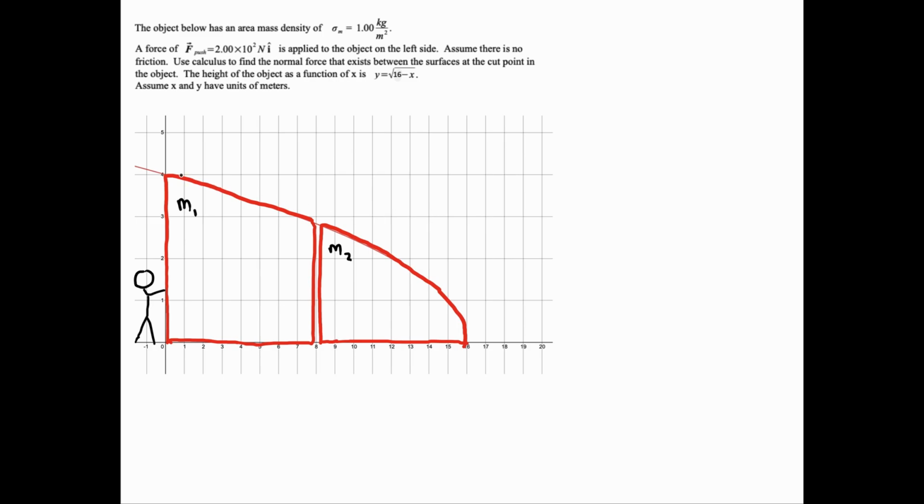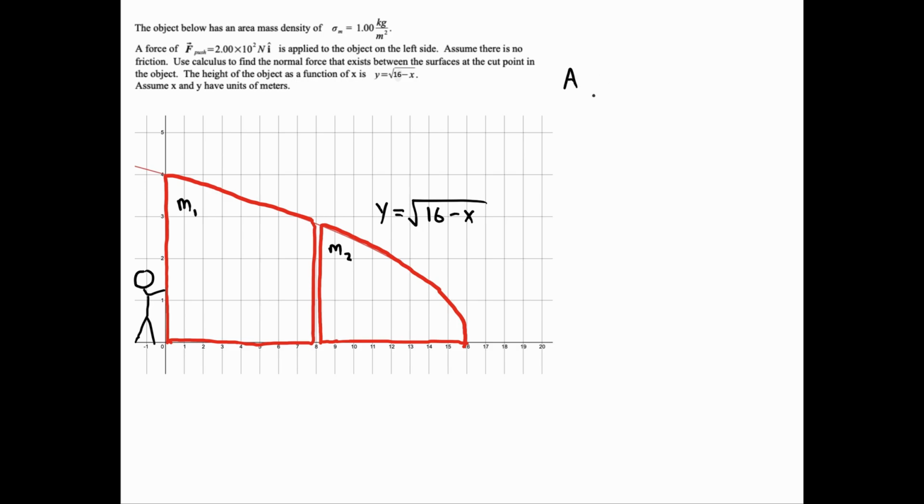Now, the formula that the shape follows is y equals the square root of 16 minus x. So we can use that to do our integration to find the area. And then we can use the area mass density to find the mass of each piece. Alright, so let's see if we can put it all together here. Let's find the areas first.